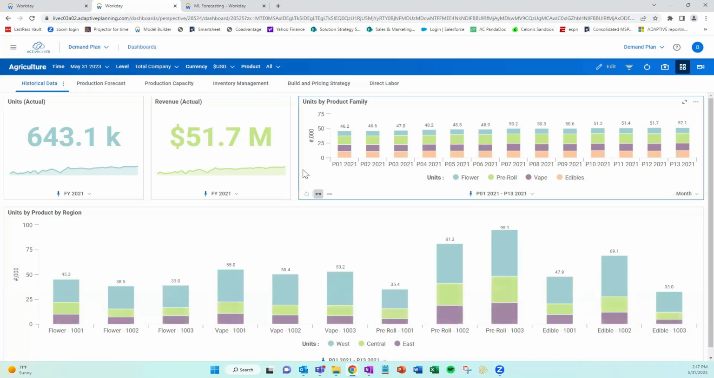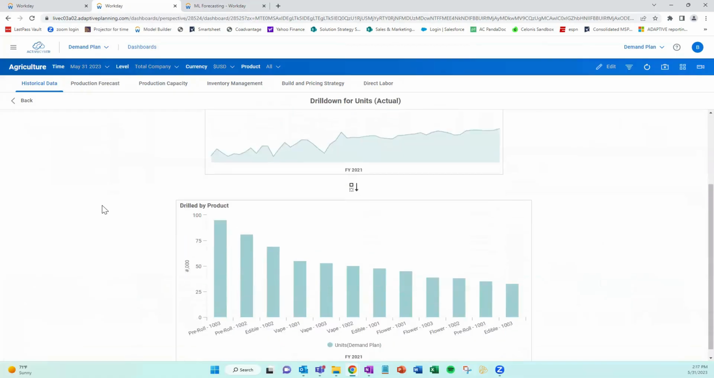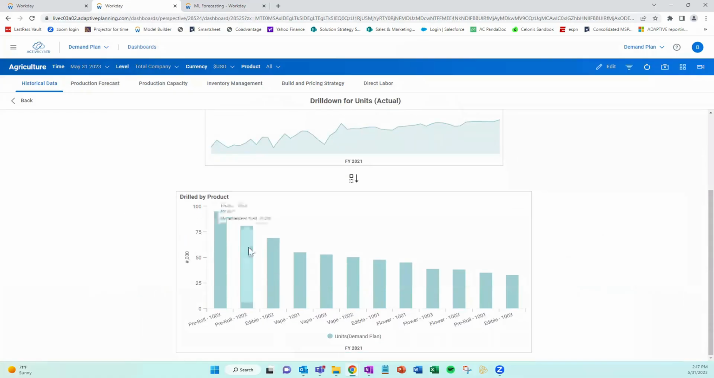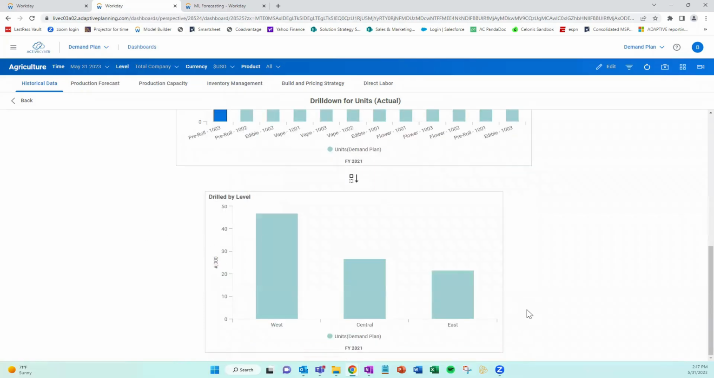I also really enjoy calling out right off the top that everywhere inside of this active dashboard, inside of Workday Adaptive Planning, is completely clickable and drillable. So our units data here, we're able to click on that 643,000 units for 2021 and get additional granularity. Maybe we want to get the product breakdown this way. Now we see our pre-rolls did the best for us for FY 2021. And maybe we want to get additional information into that as well and see, okay, pre-roll 1003. Now let's get that farm by farm breakdown.